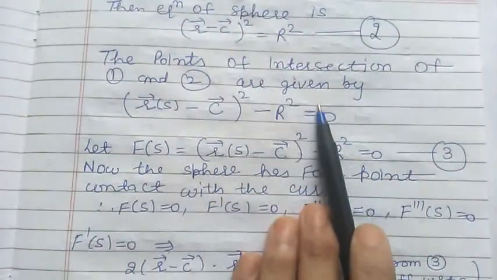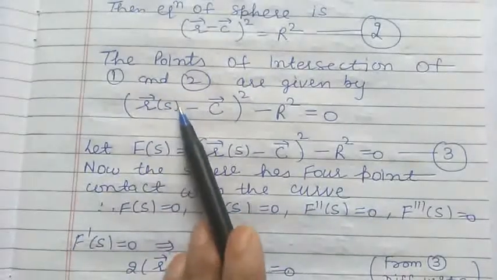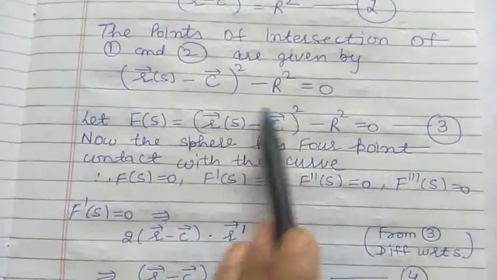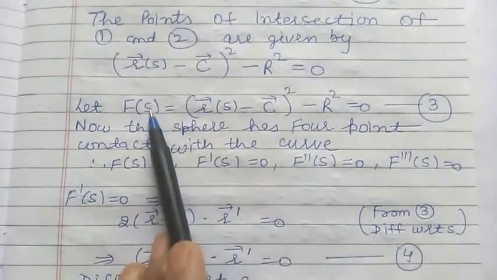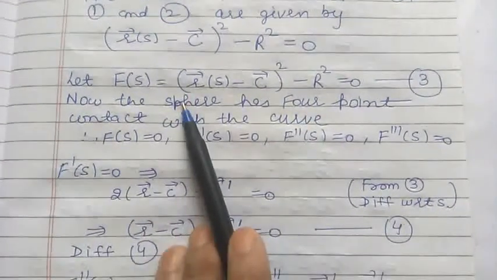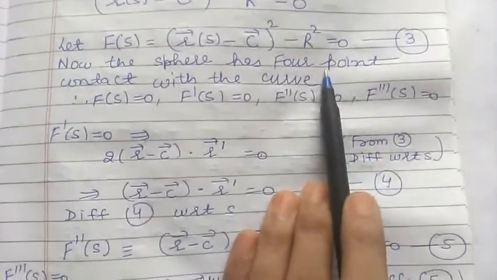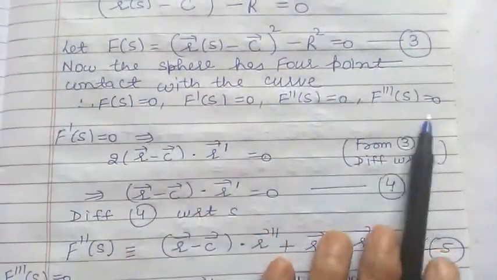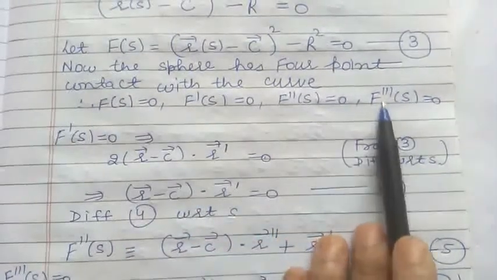So substituting the value from the equation of the curve here in the equation of the sphere, we get this equation. Let us denote this by the function f(s) because it is a function of the parameter s. Now, by definition, the osculating sphere has 4-point contact with the curve at the point P. So by definition of 4-point contact, the derivatives up to third order are 0. So f(s) is equal to 0, f dash is 0, f double dash is 0, f triple dash is 0.